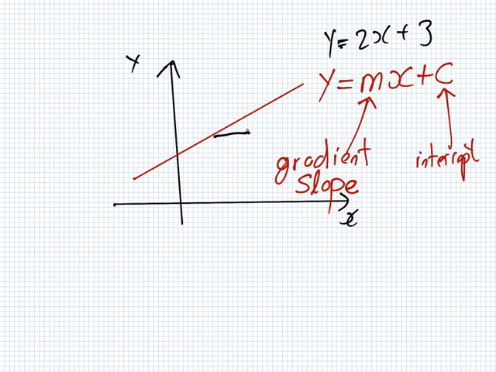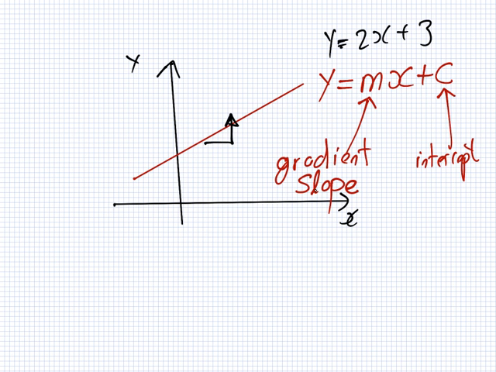It takes 2 units instead of one. No, you have it the other way. For every 1 unit it goes along, it goes up 2 units. So that's what the 2 here means: for every 1 unit this way, you go up 2 units. And what does the c represent?